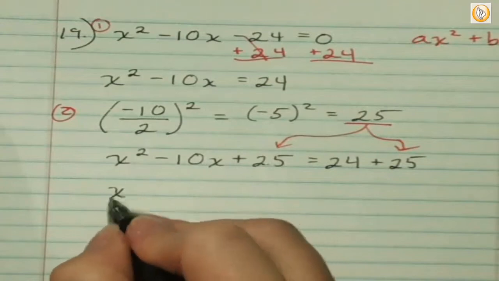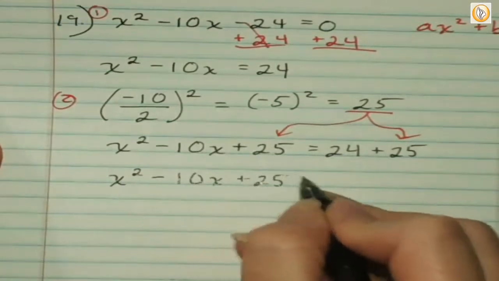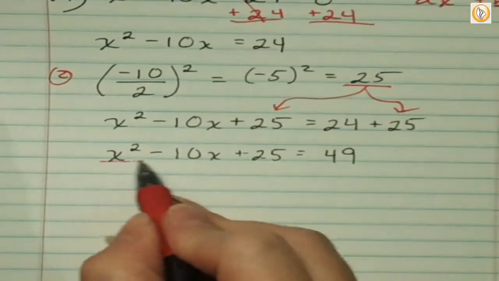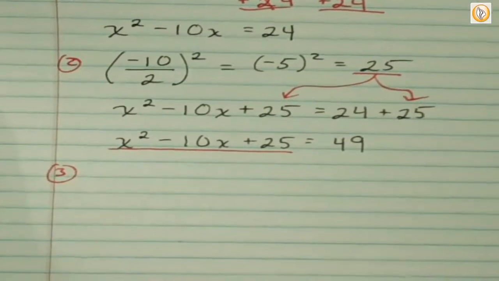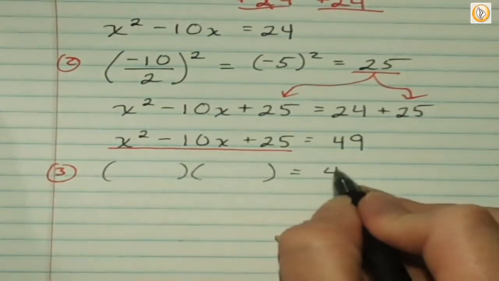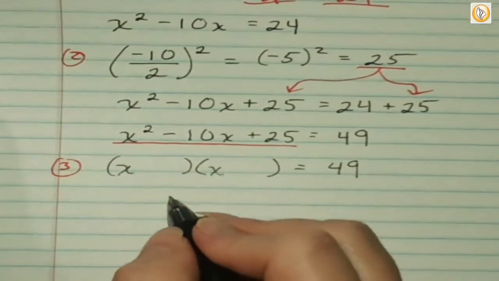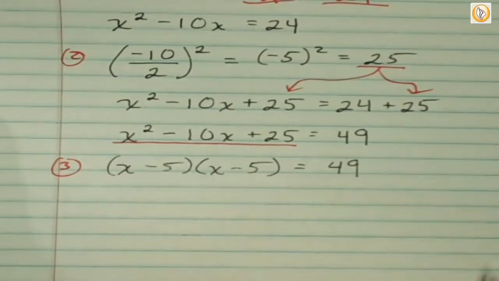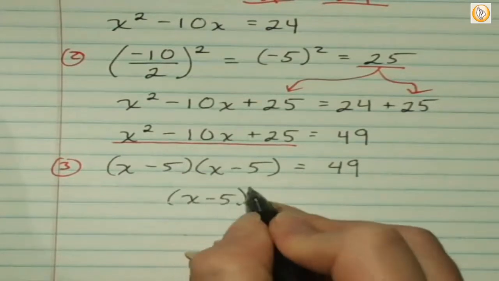And then what do I get? x squared minus 10x plus 25 equals 49. Okay, so here's my trinomial. Step 3, what do I do? Factor it and put it in the parentheses. x minus 5, x minus 5, 49. So you can make that x minus 5 squared equals 49.